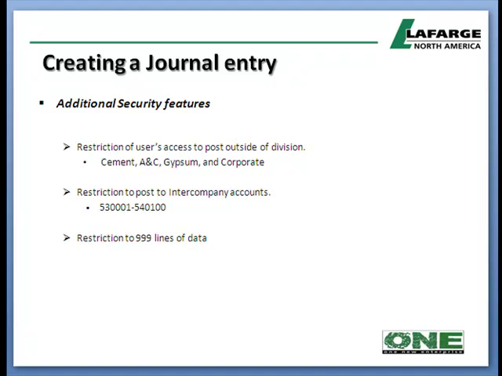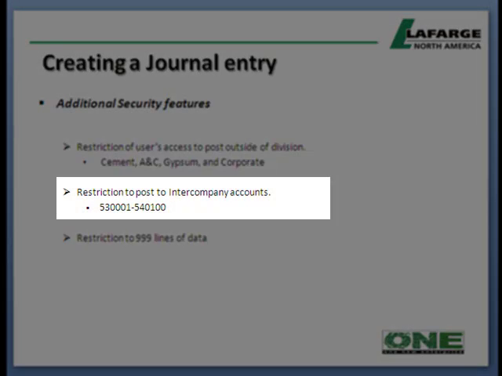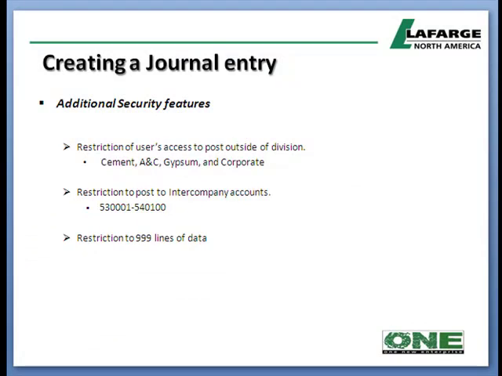There are 3 new security features that have been added to this application. The first is the restriction of a user's access to post outside of a division. There are 4 divisions: Cement, A&C, Gypsum, and Corporate. The second security feature is the restriction to post to the intercompany accounts in the range 530001 through 540100. The final security feature is the restriction to post more than 999 lines of data.